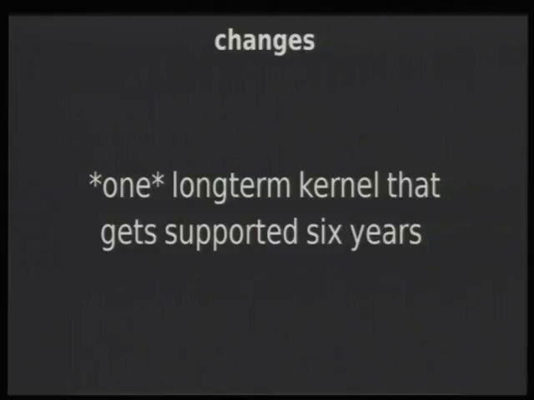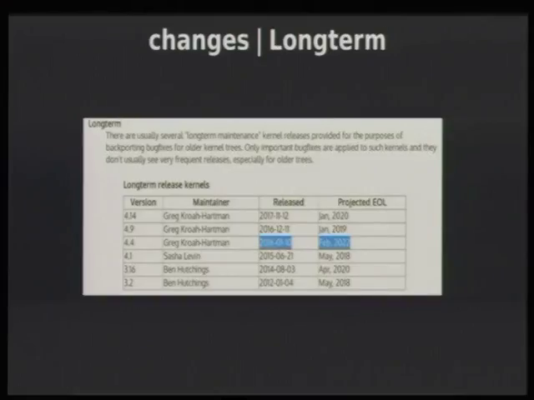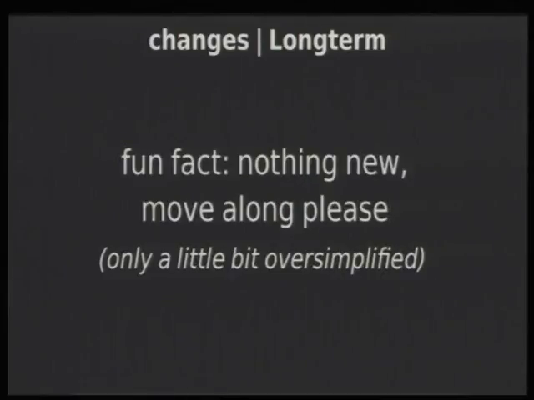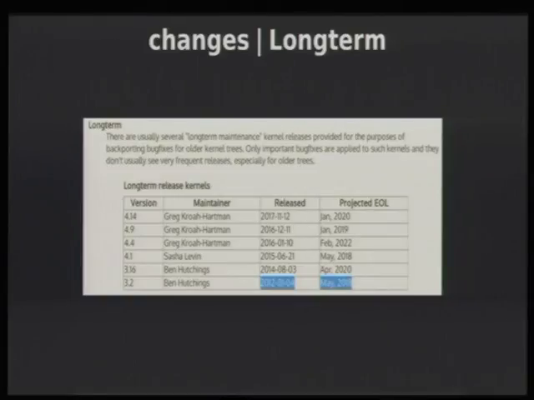So, important changes. There's one thing, not really a technical change, that we get one kernel that gets supported for 6 years now. That's 4.4. It got a lot of media attention because the long-term and stable kernels normally get only supported for 2 years, and everybody was happy and said, okay, that will improve the Android situation, that we have a kernel that's supported for quite a while. But as my friends from the media, as I said, I'm also a journalist, that's nothing new. It's a little bit oversimplified, but we already have kernels that are supported for 5 or 6 years. It's actually Ben Hutchings that is doing it.